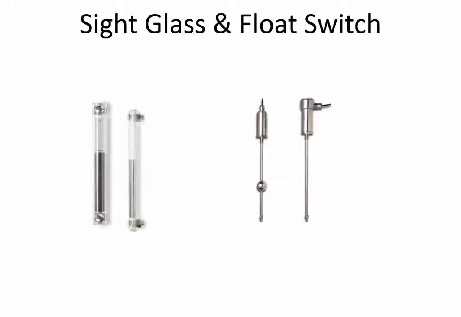Alright, some different ways of determining level in our tanks. So we have a basic sight glass, and this one is a fully sealed glass, which basically has two open ends that go into the tank, and our level is recorded according to the level that's in the tank.